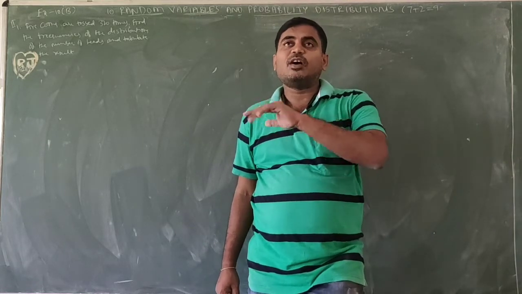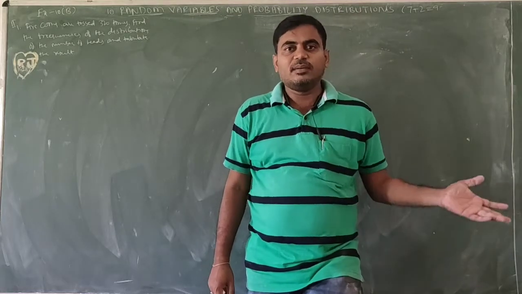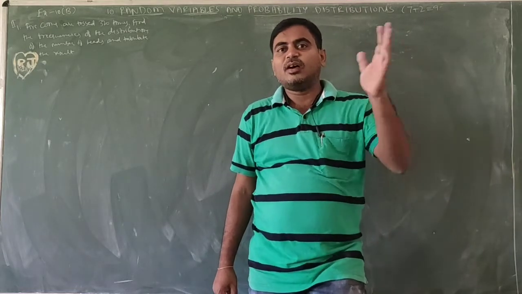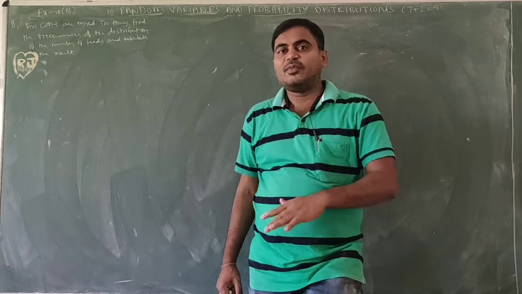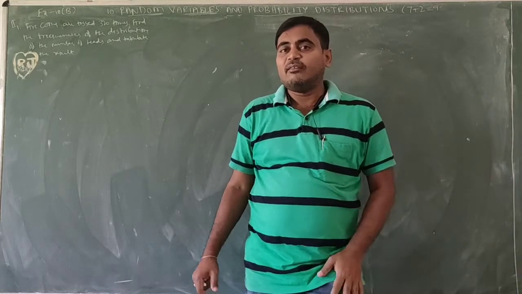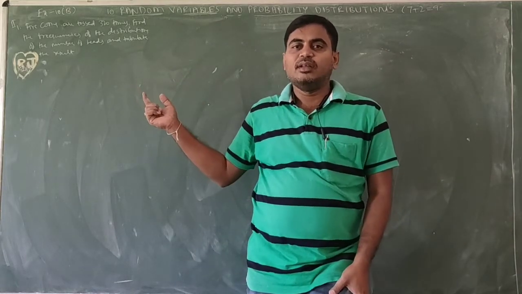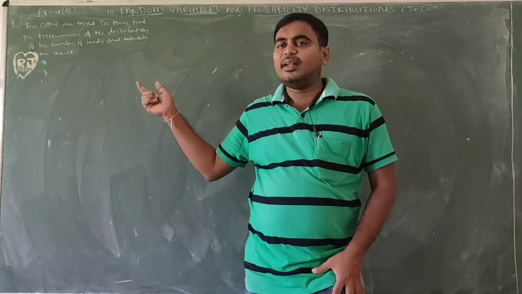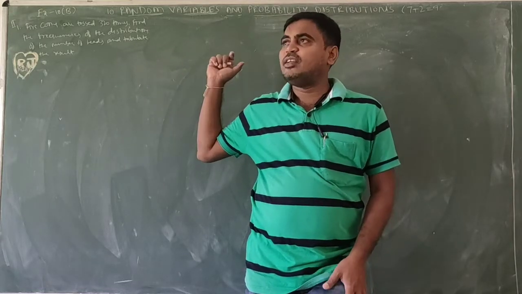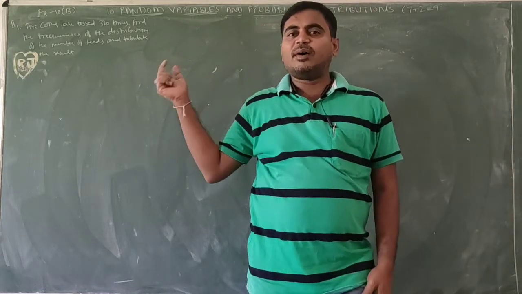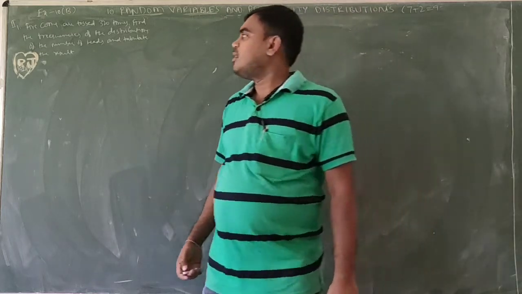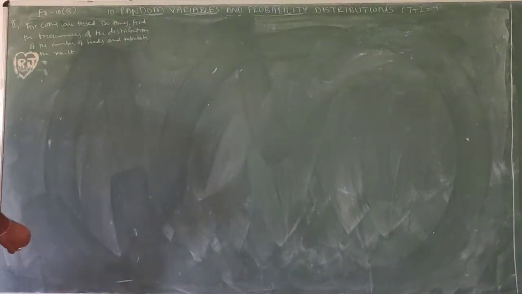Out of 320 times, how many times did 0 heads come? How many times 1 head? How many times 2? How many times 5? Like this. We need a frequency distribution table, and also a probability distribution table, with the help of the probability distribution table. Now, the solution.